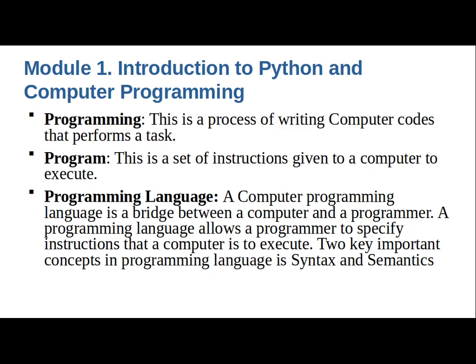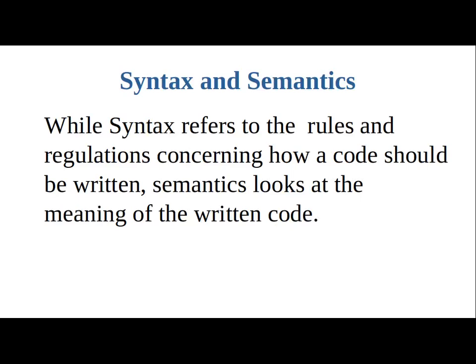There are two basic concepts that we're going to be looking at here, which are syntax and semantics. Syntax refers to the rules and regulations concerning how code should be written. See it in terms of a guideline. There are rules, which means these rules must be followed. Semantics, on the other hand, looks at the meaning of the written code. I always look at semantics in terms of logic, the logic of your code. If your logic is wrong, then we are talking about a semantic error. We'll get into that right now.